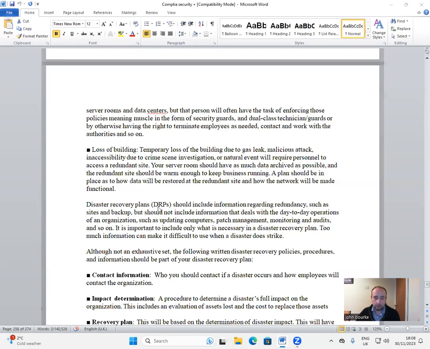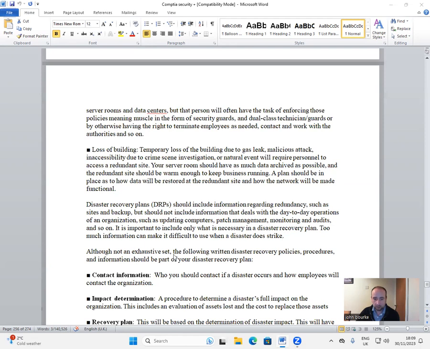Disaster recovery plans, DRPs, should include information regarding redundancy, such as sites and backup, but should not include information that deals with the day-to-day operations of an organization, such as updating computers, patch monitoring and audits, and so on. It is important to include only what is necessary in a disaster recovery plan. Too much information can make it difficult to use when a disaster does strike.